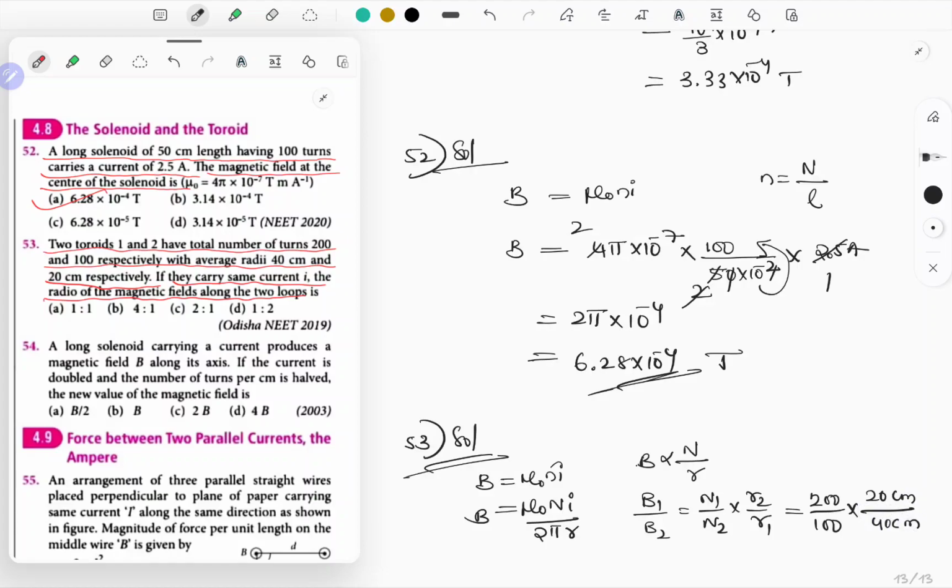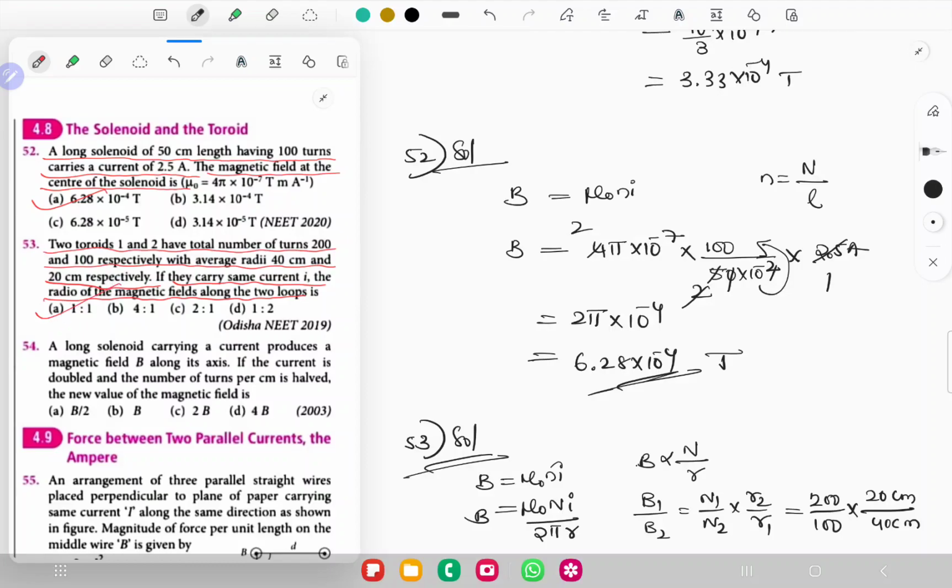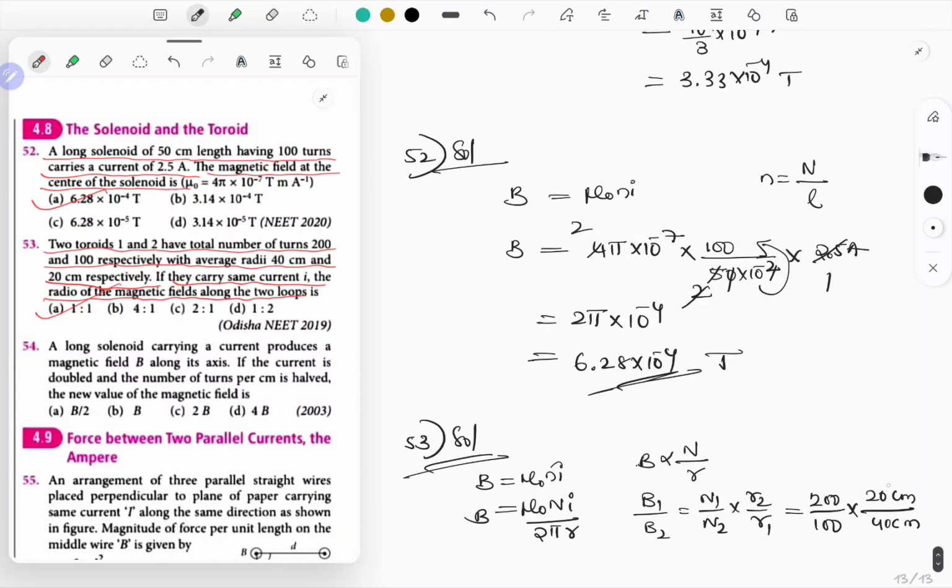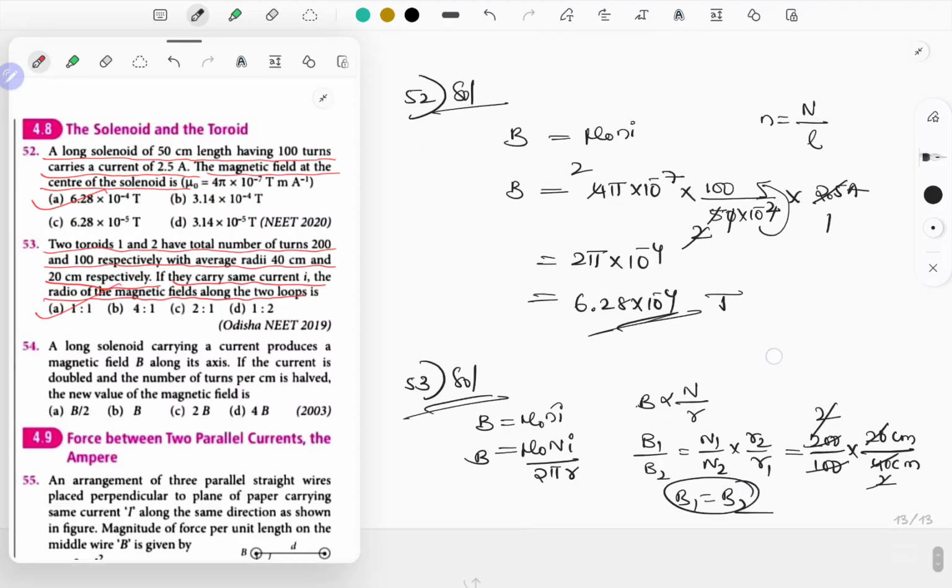I think the answer is the same. Yes, it is. Here, 2 twos are 4, 100 twos are 200. So this 2 will get cancelled. B1 is equal to B2. Option A is the correct answer.